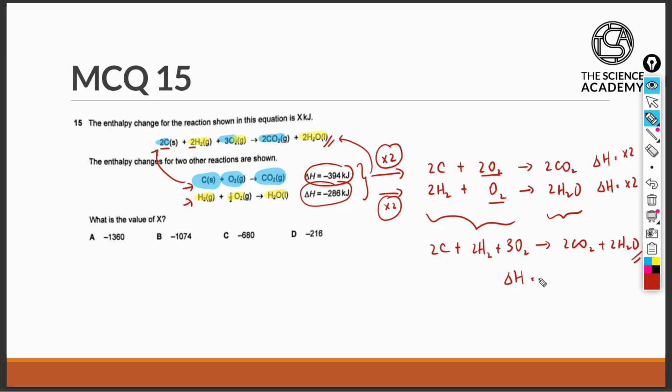The total enthalpy change will hence be 2 times the enthalpy change of the first partial equation plus 2 times the enthalpy change of the second partial equation. In total, the enthalpy change should be a negative 1360 kilojoules for the full equation, leaving A as the correct answer.